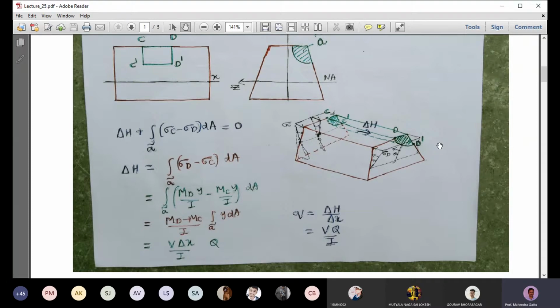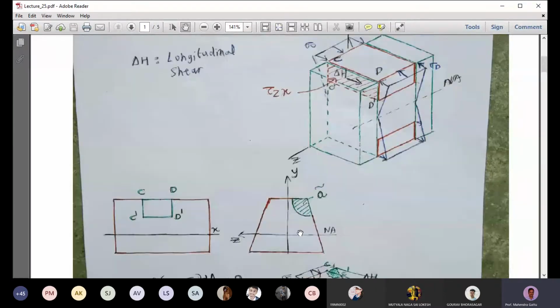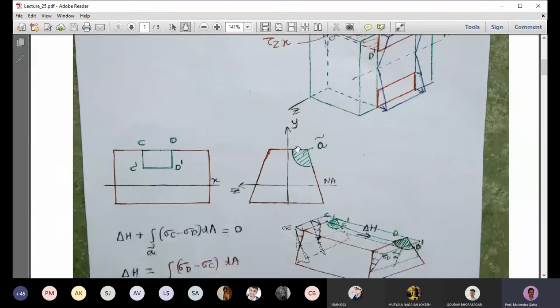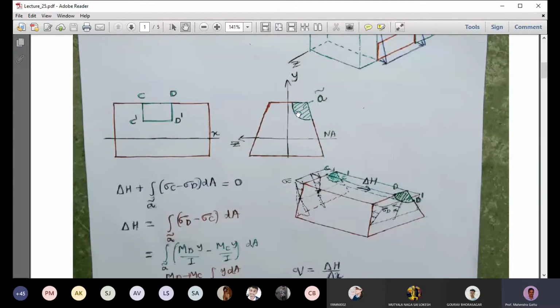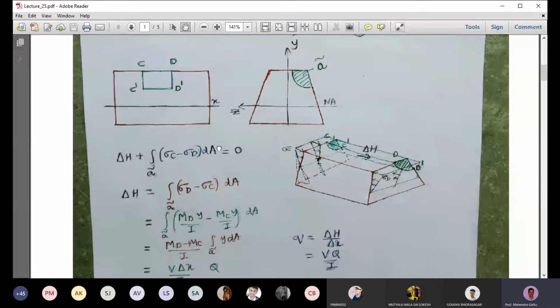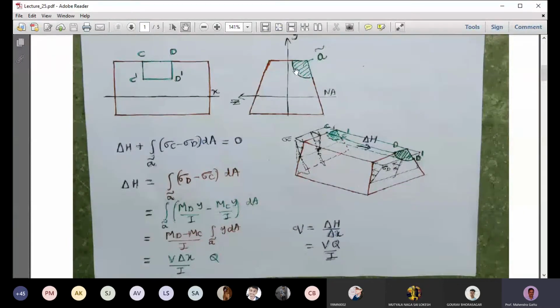So there will be bending stresses on this face, and there are bending stresses on this face, and on the cut portion, curved area, there is this delta H which is acting in the longitudinal direction. So we will do the force balance. So this is for a general case. You can do the same thing here, but I just want to show it for this general case. If you want to find what is the horizontal shear coming on this circular surface. So this is an arbitrary area. So what I want to know is what is the delta H which is coming.